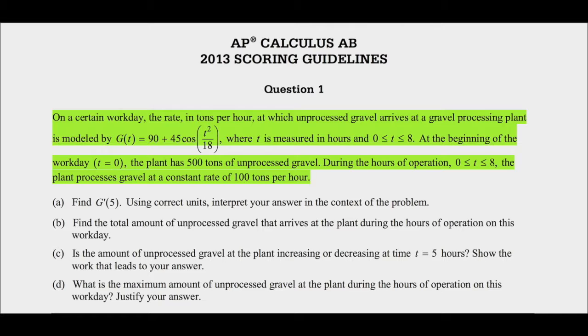At the beginning of the workday, t equals 0, the plant has 500 tons of unprocessed gravel. During the hours of operation, 0 is less than t is less than 8, the plant processes gravel at a constant rate of 100 tons per hour.